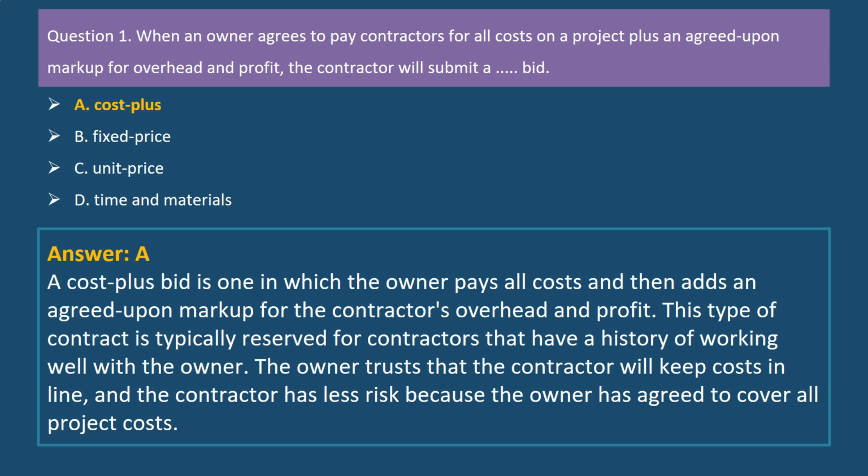Answer: A. Explanation. A cost-plus bid is one in which the owner pays all costs and then adds an agreed-upon markup for the contractor's overhead and profit. This type of contract is typically reserved for contractors that have a history of working well with the owner. The owner trusts that the contractor will keep costs in line, and the contractor has less risk because the owner has agreed to cover all project costs.